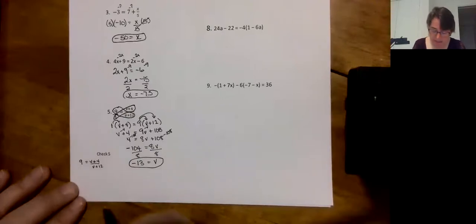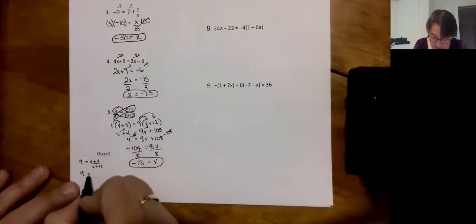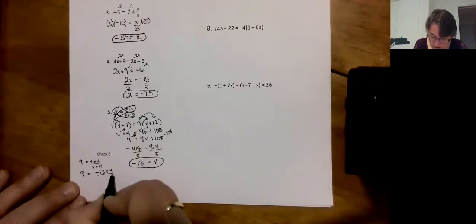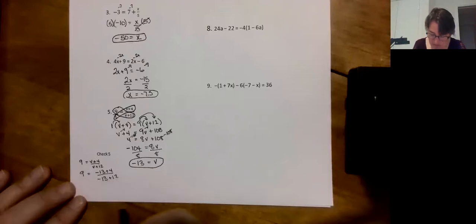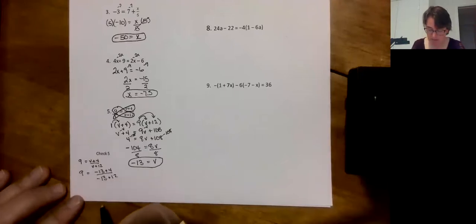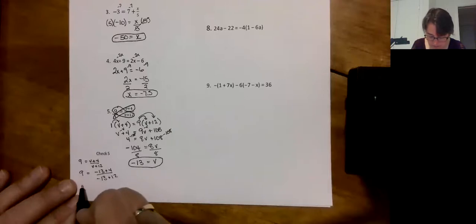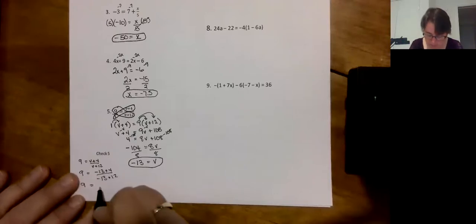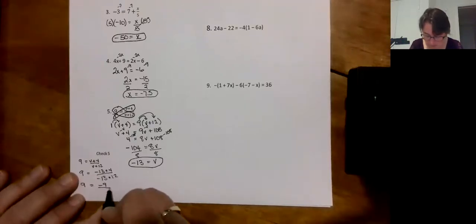And I'm sorry, it's going to be teeny tiny. 9 is equal to minus 13 plus 4 over minus 13 plus 12. And now I think I have a mistake. I don't know. 9 minus 13 plus 4. Oh, that's going to, never mind. It's going to be minus 9.